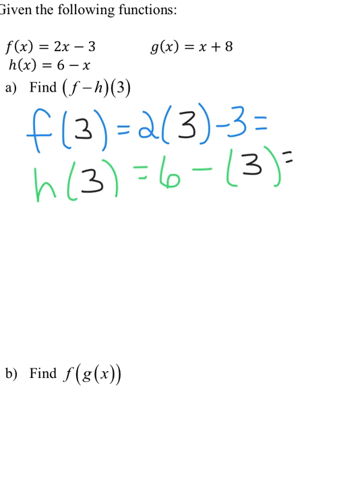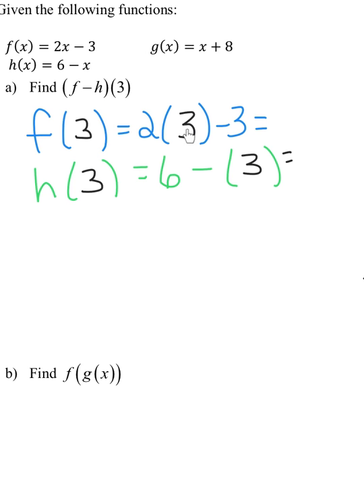All right, so I have plugged in a 3 into f, and I've plugged in a 3 into h. I'm going to find the values of both of those, and then I'm going to subtract those values. So what you need to watch out for on the test is you need to look to see what this is telling you to do, what functions to use, and which operation. It also tells you what value to plug in for x.